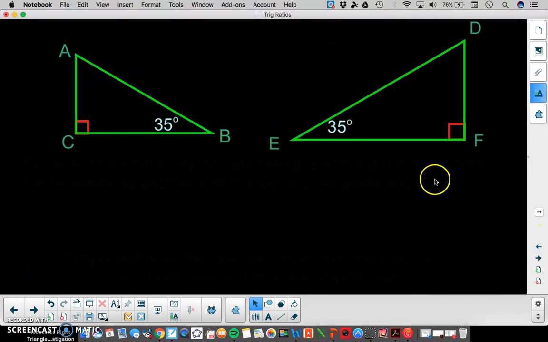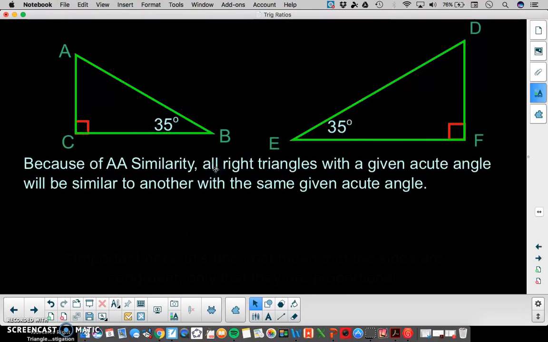Now, consider these two triangles, ABC and DEF. They're both right triangles. We have angles B and E that are congruent to one another, but triangle DEF is not congruent to triangle ABC. They have two sets of angles that are congruent, therefore those triangles are similar. So if we have two right triangles and we know a set of the acute angles are congruent, we know those triangles are similar.